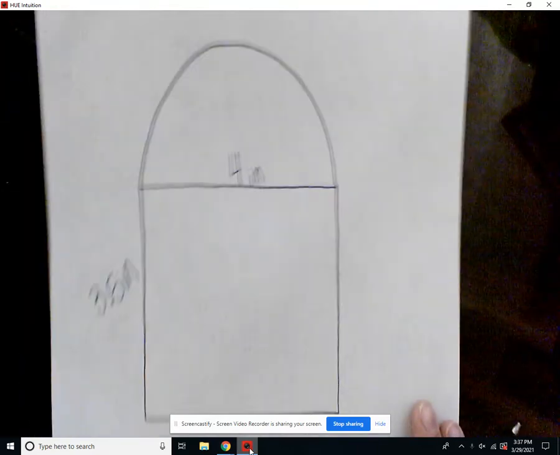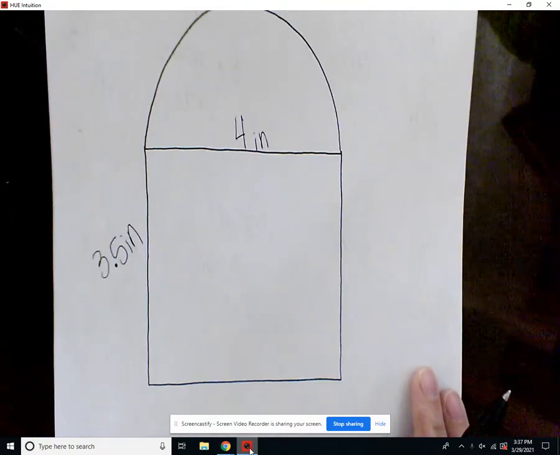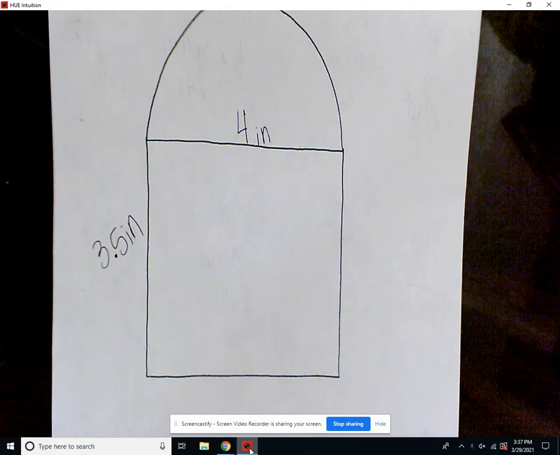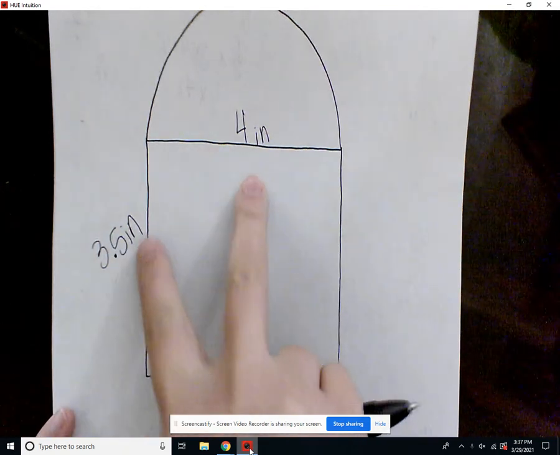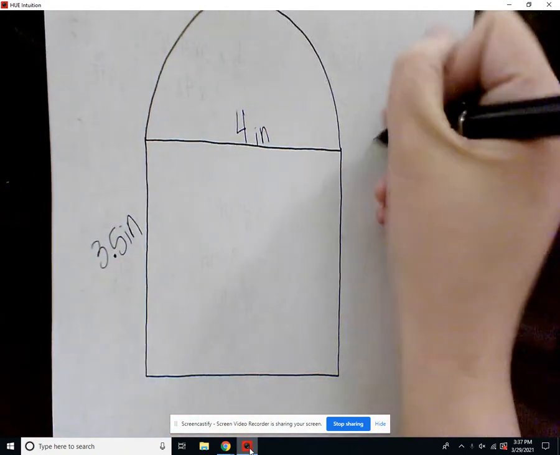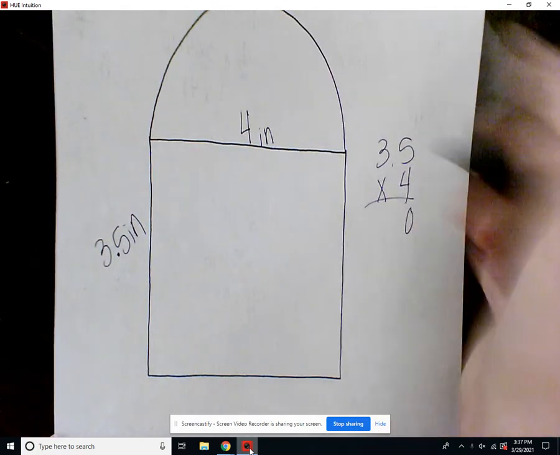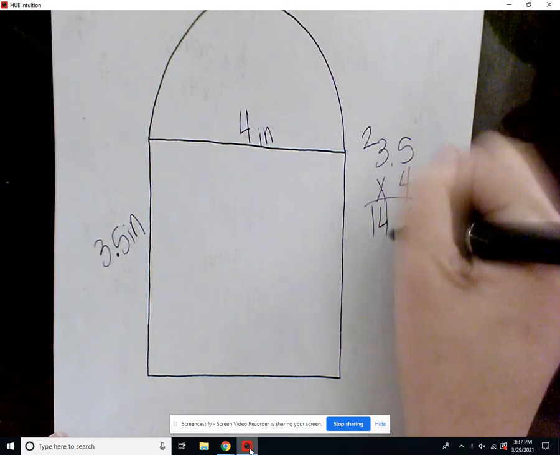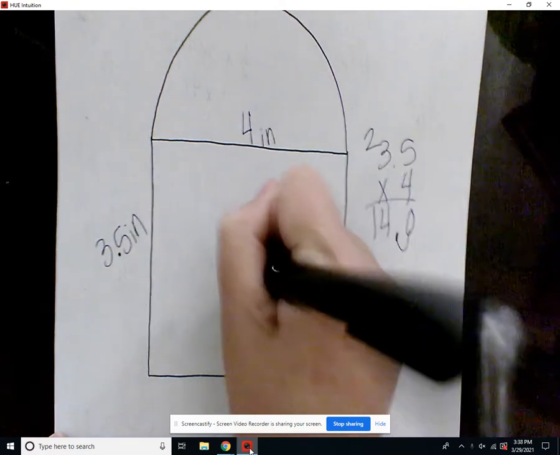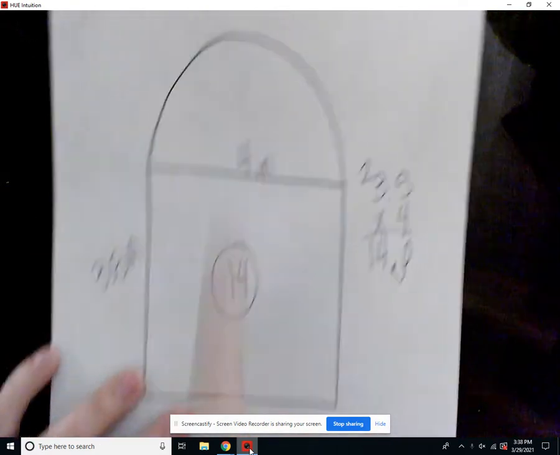Continue with what we're doing. So we're going again to find the area of each shape and add it together. I'm going to start off with this rectangle since the sides are not the same. So I'm going to multiply 3.5 times 4, which is 14.